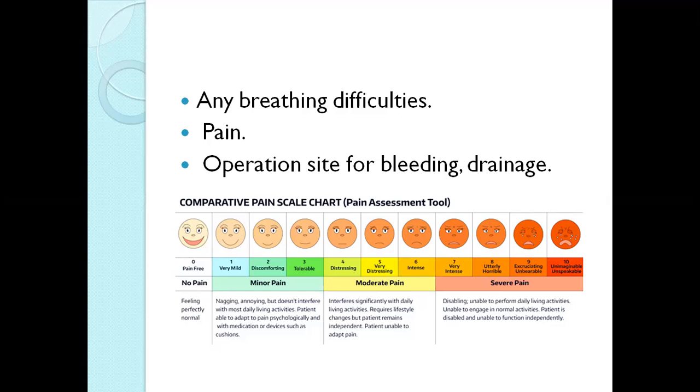Okay, then from 7 to 10, it is considered a severe pain. So this pain scale is actually very important. Whenever we write any nursing diagnosis for a patient having pain, usually after surgery, we always call it acute pain. Why do we call it acute?